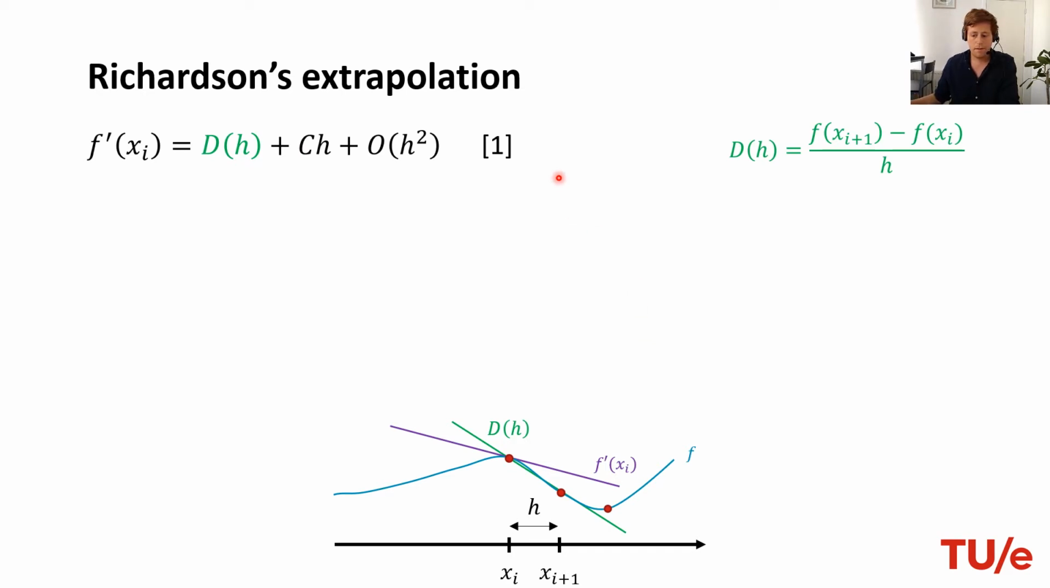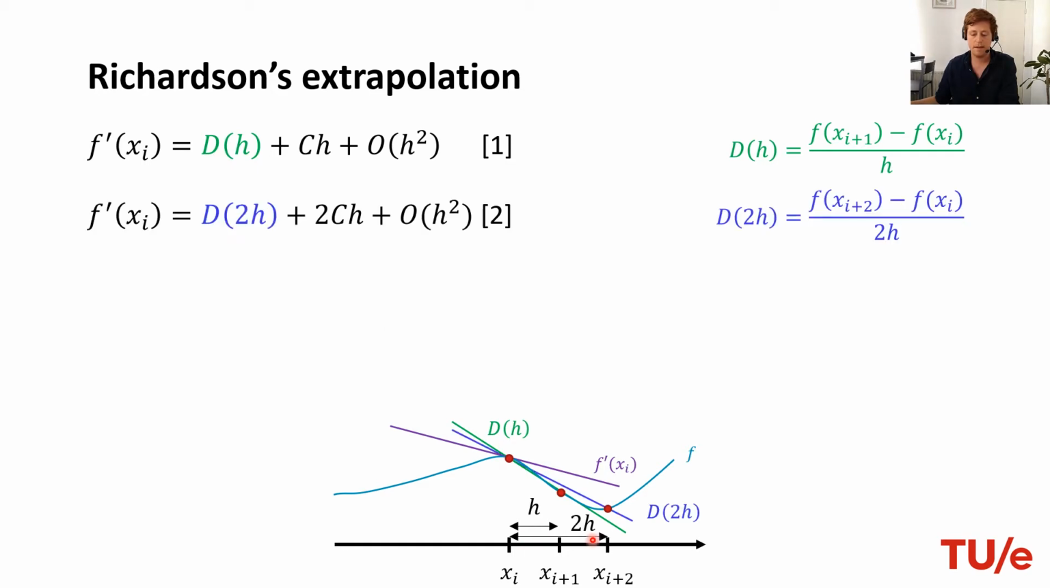So this is just copied from the previous slide. Just to remind you, we approximate f prime at xi with our finite difference formula D, which is a function of h, and here I write it explicitly, plus this is the truncation error ch plus something of order h squared. Let's do the same, not for h, but for a spacing of 2h.